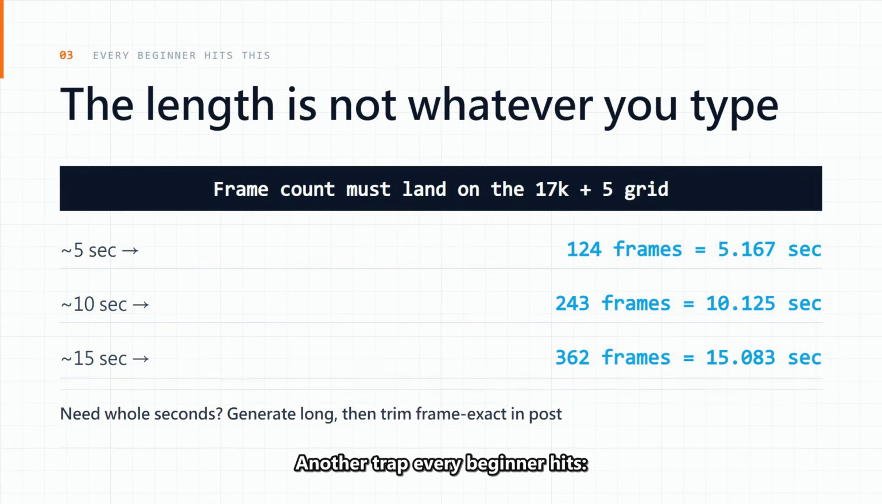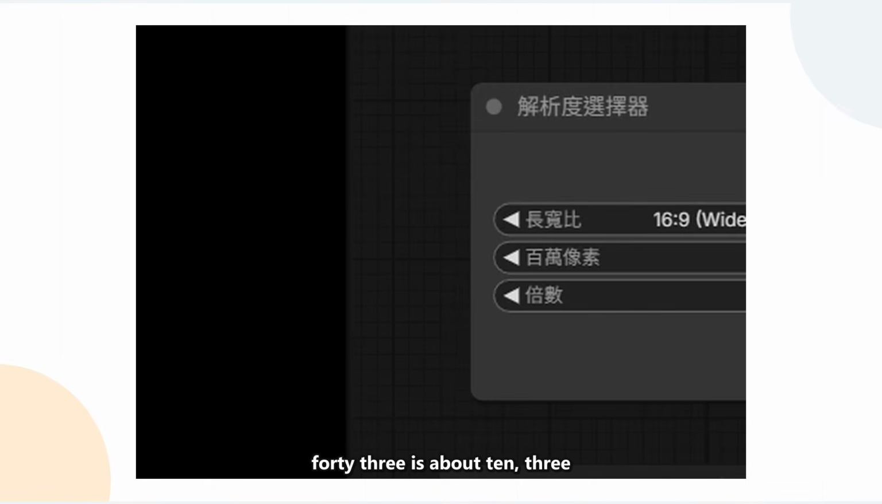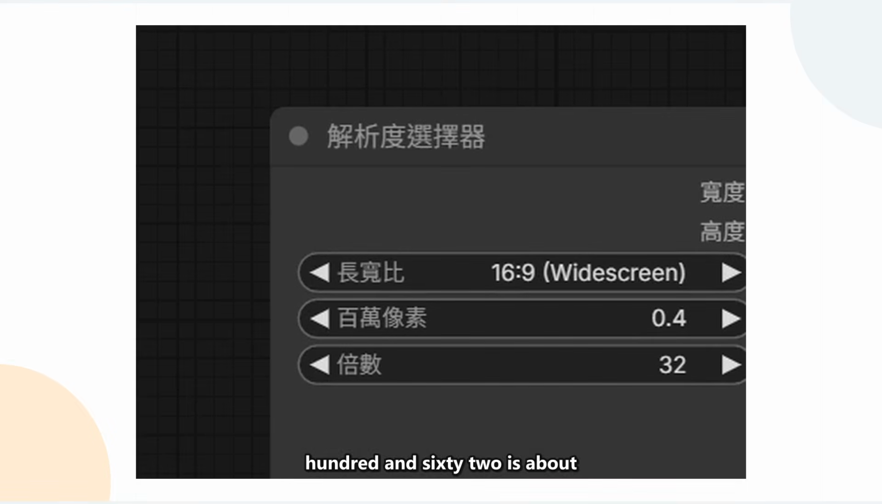Another trap every beginner hits. The length isn't whatever number you type. H3's frame count has to land on a 17K plus 5 grid. 124 frames is about 5 seconds, 243 is about 10, 362 is about 15. If you need an exact whole number of seconds, generate a bit long and trim it in post.